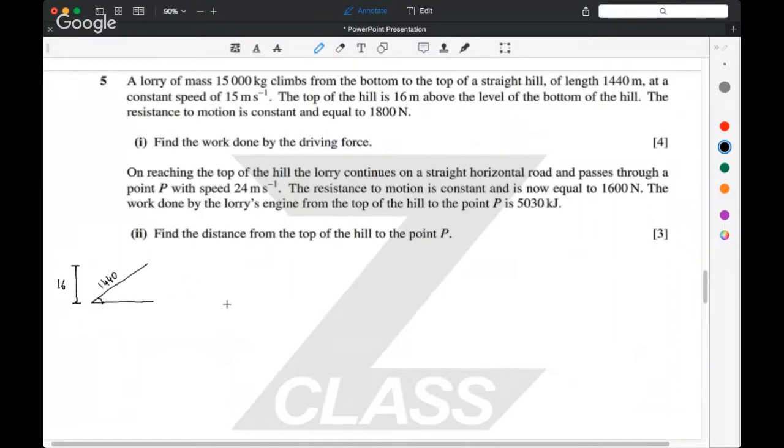This is a conservation of energy question, really. So you can see that when they start talking about work done and stuff, they're talking about conservation of energy. So let's consider the situation between the bottom of the hill and the top of the hill. Well, what is the initial energy?